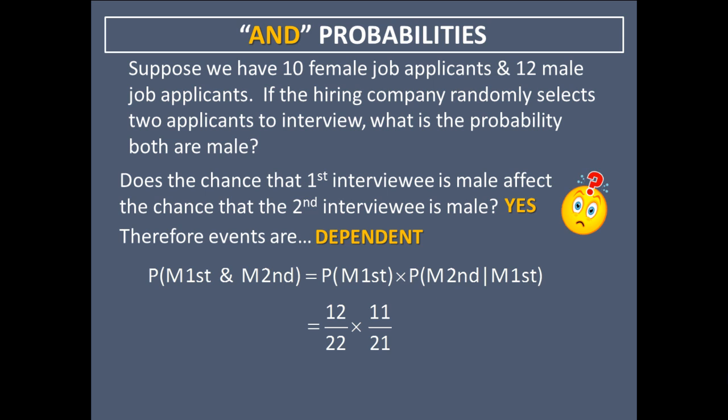Probability the first is male is 12 out of 22. For the second one being picked, our sample space went down a little, our male applicants went down a little, so we multiply that by the probability of 11 over 21, which means, to 4 decimal places, the probability that the first is male and that the second is male is 0.2857.